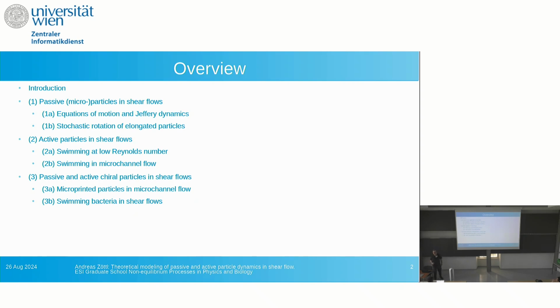So for example, when you have microorganisms, which move in external flows. And the third part, which is still also ongoing research a little bit, is about passive and active chiral particles, helical particles in shear flows, and what differs to the non-chiral particles. And I will talk about an experiment and some theoretical model for this, both for passive and active.